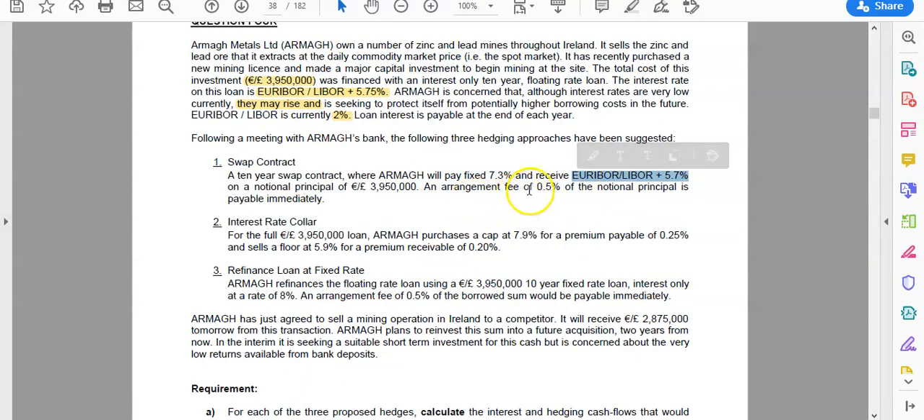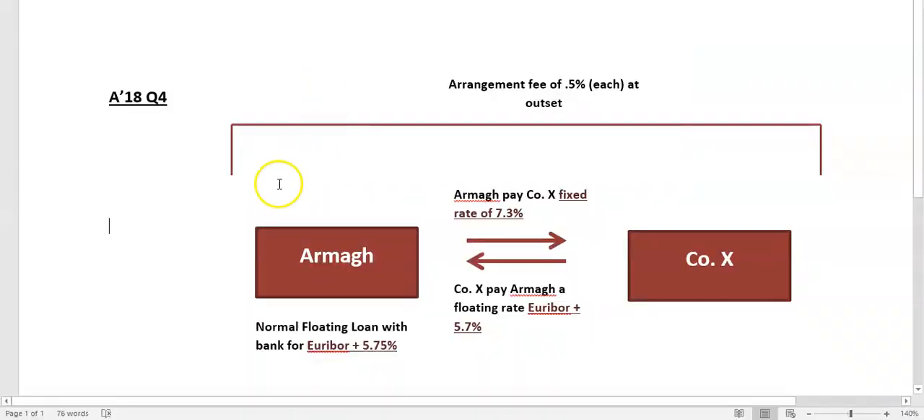And there's a fee overall of 0.5%. So the fee overall is paid 0.5%, most likely by each party. We're just interested in Arma. Arma pays 5.75 plus Euribor to its normal bank, and it pays 7.3 to its counterparty, who we'll just call Company X. And in return, Arma gets one payment in receipt, Euribor plus 5.7.